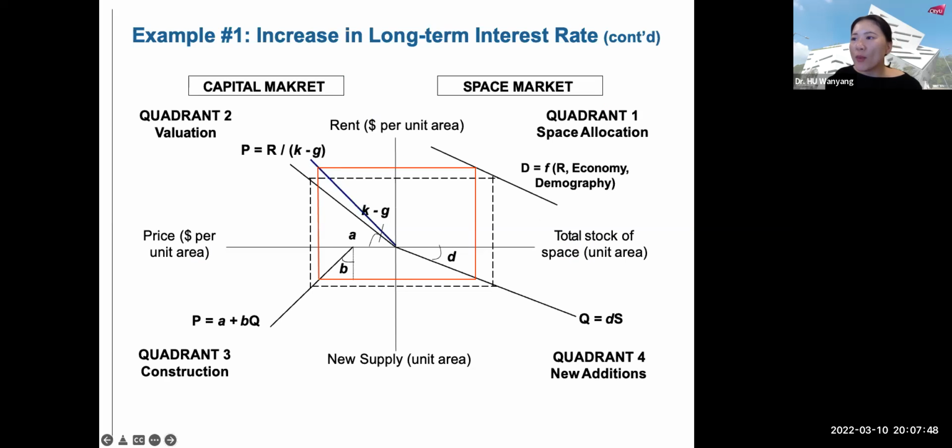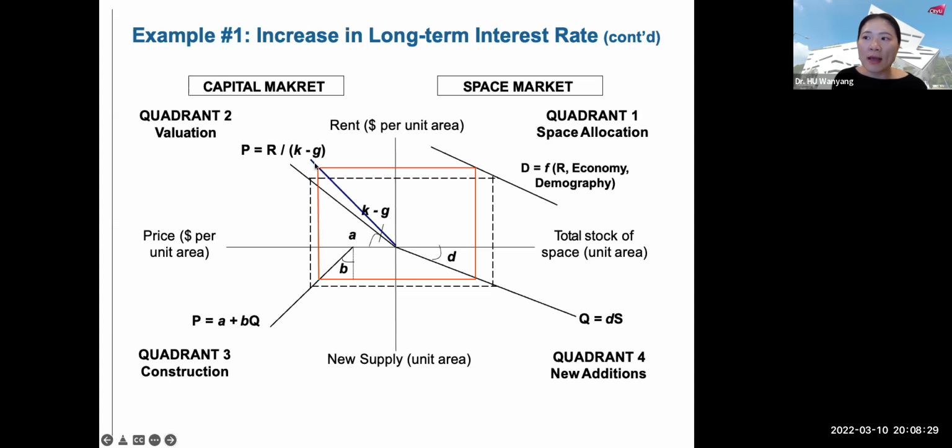So in the end, we are going to reach the equilibrium level indicated by the red rectangle. Compared with the initial status, we will have a lower housing space, higher rent, lower price, and lower new supply. So this is the impact of the increase in long-term interest rate. This is how we use this FDW model to determine the adjustment in the market.